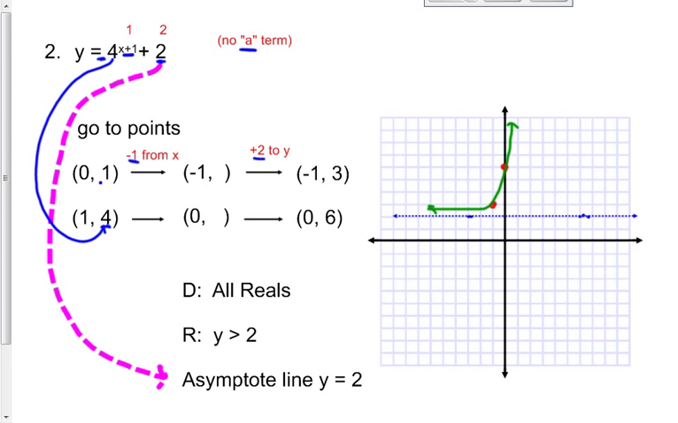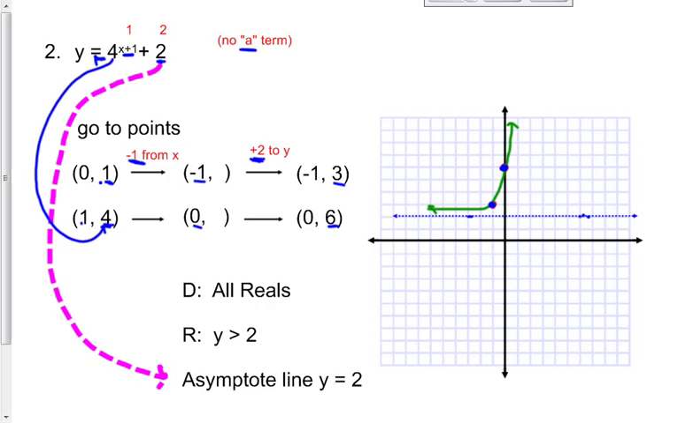To the x-coordinate, I will be subtracting 1. 0 subtract 1 is negative 1. 1 subtract 1 is 0. Now I move to the y term. Nothing to multiply by since I do not have an a term, which means all I do is add 2 to the y value. 1 plus 2 is 3. 4 plus 2 is 6. And those are the points that I will plot. (-1, 3) is here. (0, 6). And then we need our asymptote line.